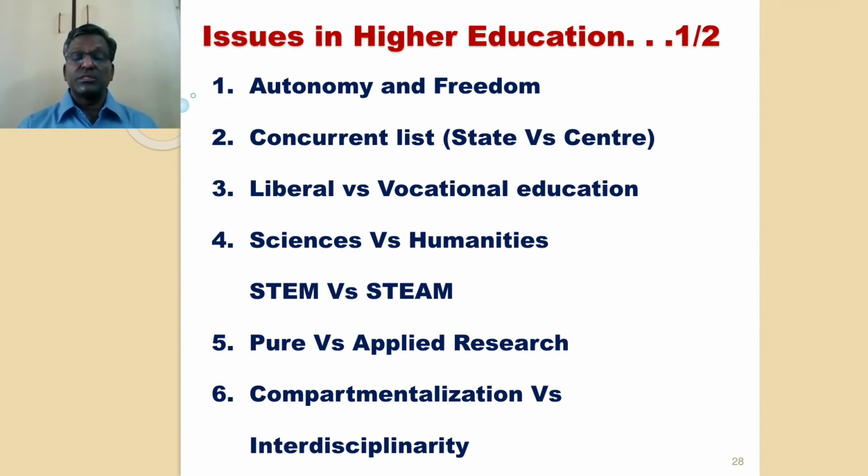The next major issue is compartmentalization versus interdisciplinarity. I have already talked about interdisciplinarity as one of the major issues in higher education, as one of the key graduate attributes. A good student should be able to think beyond his or her subject. I may be a literature student, but I should be able to think like a student of psychology, sociology, or economics. In other words, I shouldn't constrict or confine myself to my own discipline. I should have the vision and the capability to think beyond it.